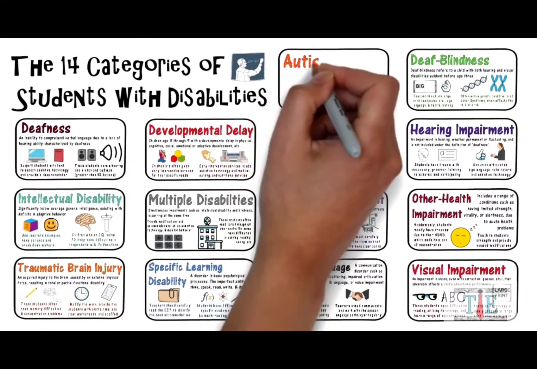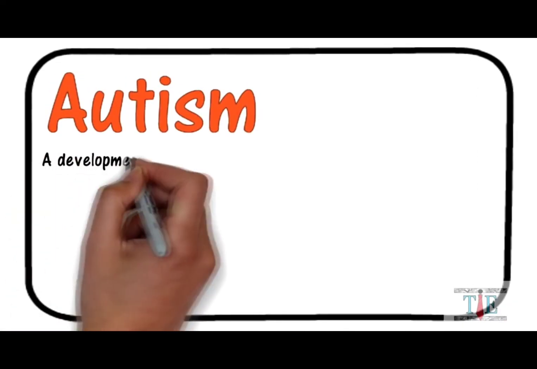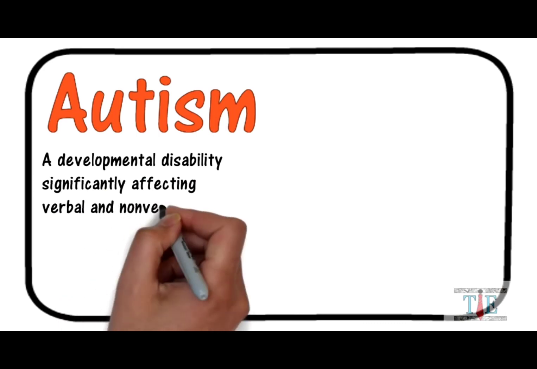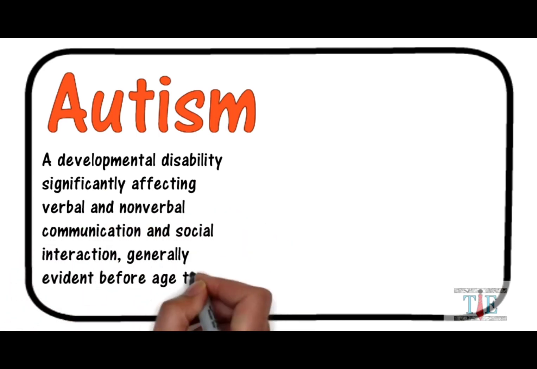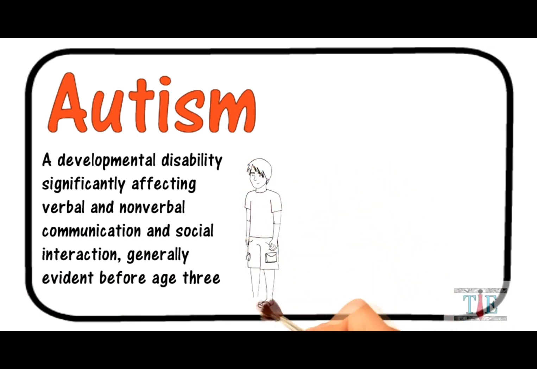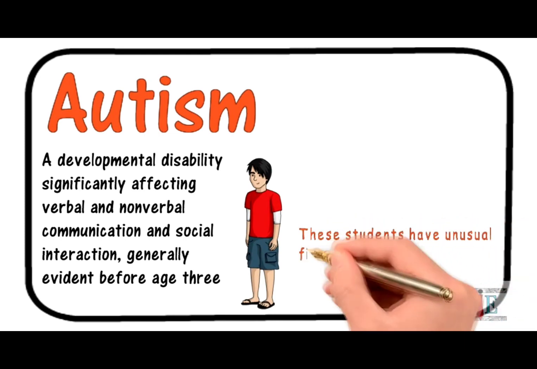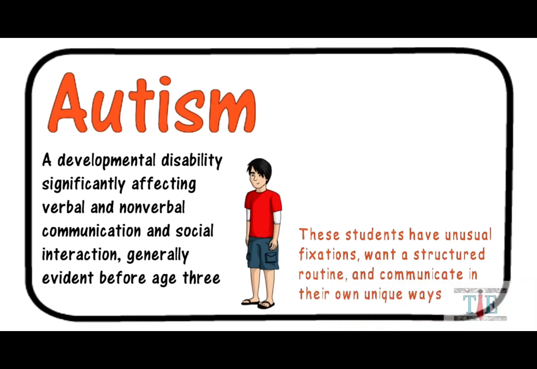And last on the board, autism. A developmental disability significantly affecting verbal and nonverbal communication and social interaction, generally evident before age 3. Teaching autistic students can be difficult because of a wide range of characteristics they possess. These students have unusual fixations and want structured routine and communicate in their own unique ways.